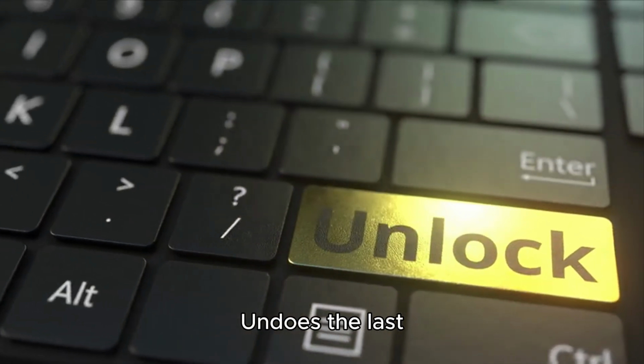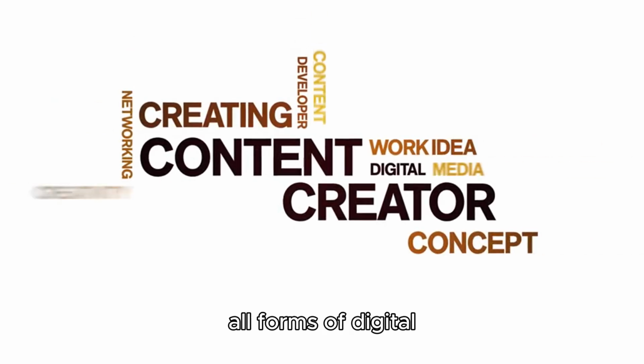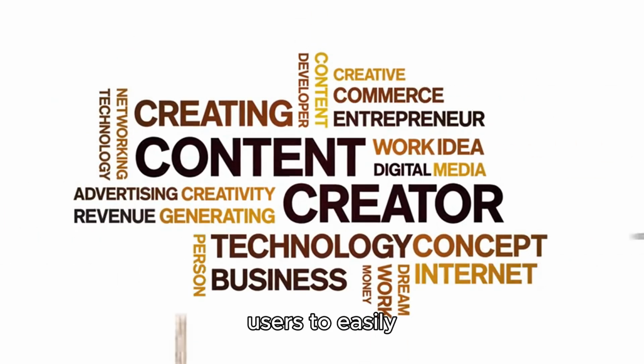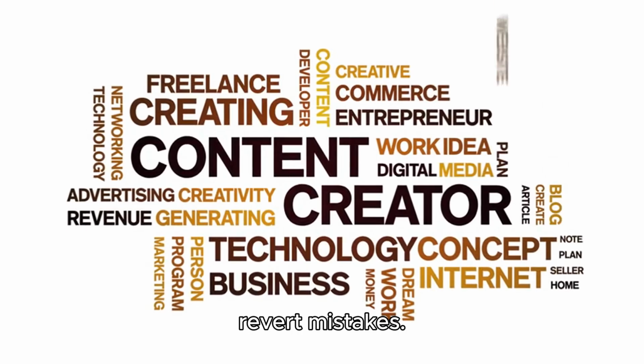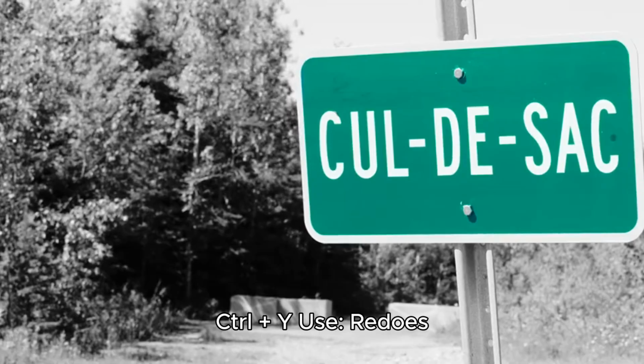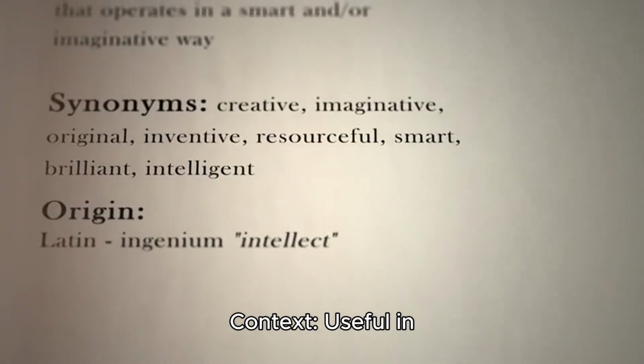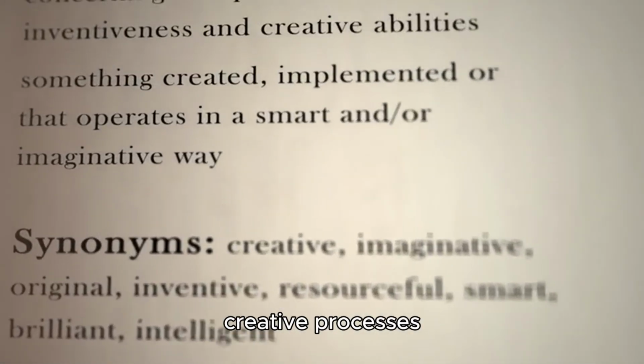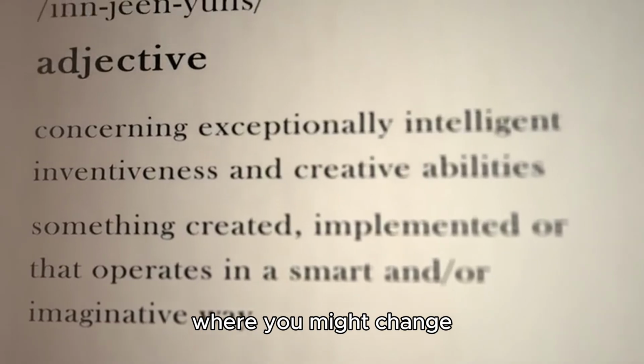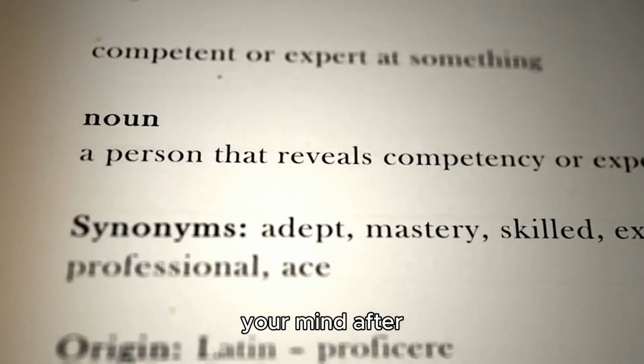Ctrl+Z undoes the last action. Context: essential in all forms of digital creation, allowing users to easily revert mistakes. Ctrl+Y redoes the last action that was undone. Context: useful in text editing and other creative processes where you might change your mind after undoing an action.